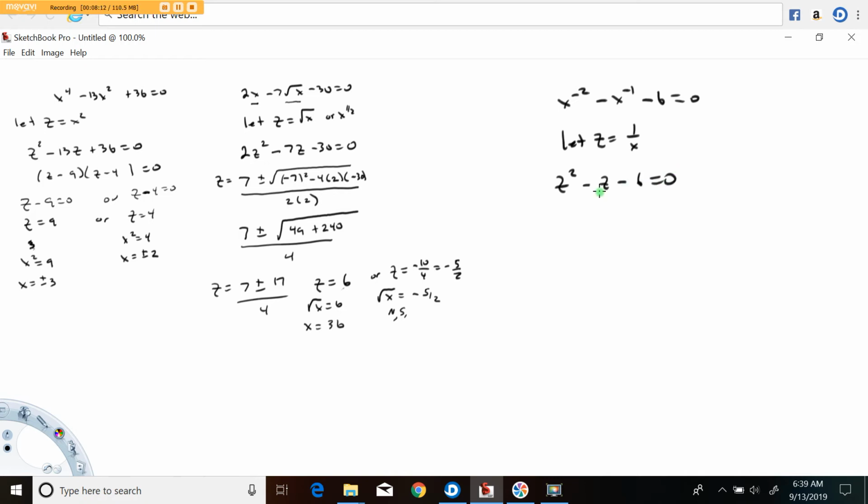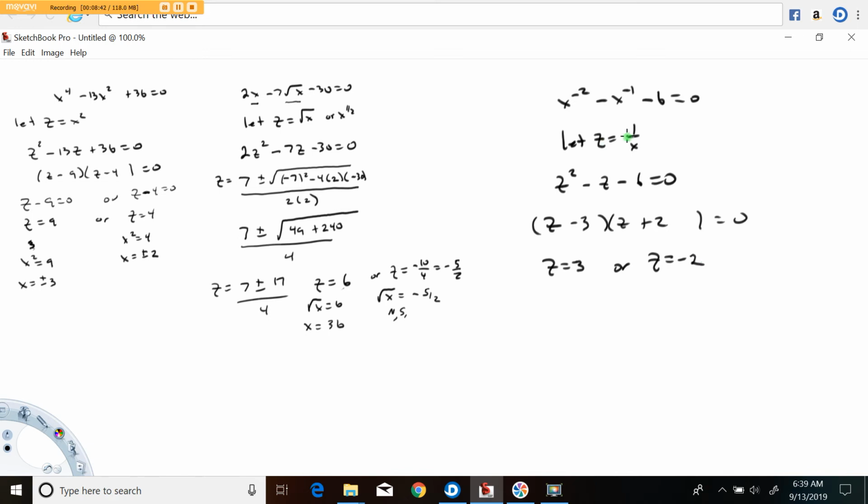Boy, we ended up with another quadratic. This one is screaming factor. Let's see. Products of 6, how about minus 3 and plus 2? That gives us what we want, z squared plus 2z minus 3z. There's my minus z and then minus 6. So this one's good. All right, so one possibility, z equals 3, or the other possibility, z equals minus 2.